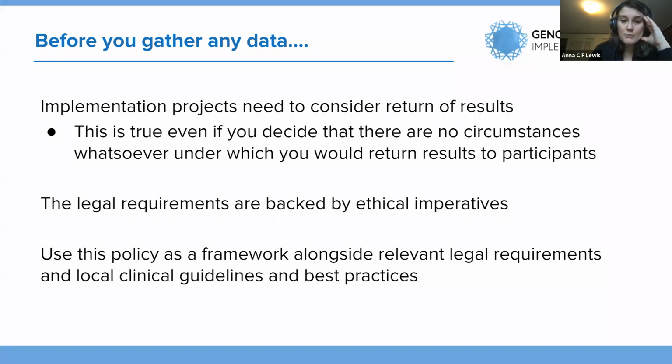The legal requirements for returning results are backed by ethical requirements. And so we're really hoping that people use this new policy as a framework alongside relevant legal requirements and local clinical guidelines and best practices. And I'm going to put the links to the policy in a write-up in the chat. Thank you very much.